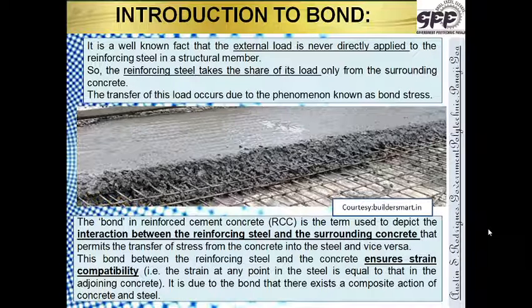It is because of bond that there exists a composite action of concrete and steel. That means it is only because of bond that concrete and steel act together, and we have something called reinforced cement concrete. A very important term for all the structural engineers who are designing structures. Bond is the most important thing, because if bond does not exist, the strain compatibility is not there, the composite action of concrete and steel is not there, and if the composite action is not there, we don't have RCC, and we don't have our structures.